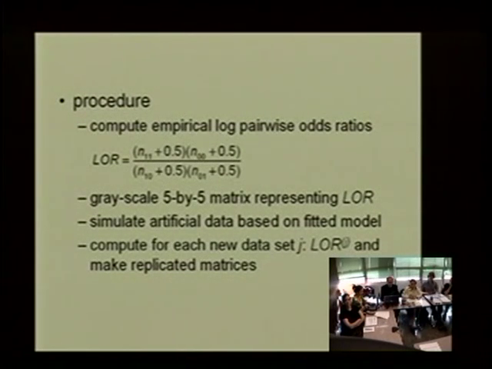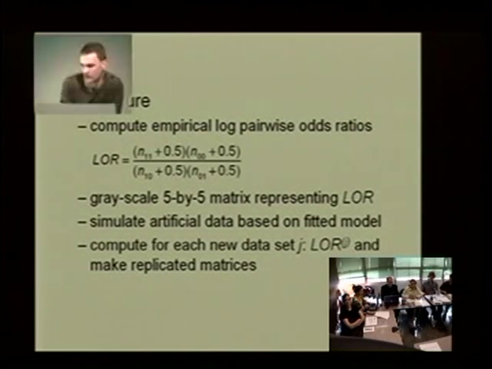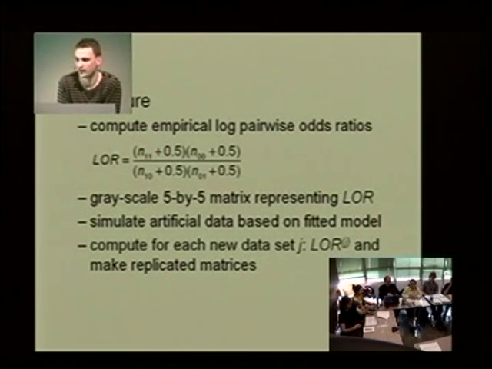And then the question is, how can we detect such residual dependencies? Well, the procedure I followed, and it's also described in chapter 10 of the book, is I computed empirical log pairwise odds ratios. So for each pair of items, I constructed a 2x2 table. I looked at how many people had a 1-1 response on both items, how many people had a 0-0 response on both items, a 1-0 and a 0-1 response. And I computed the pairwise odds ratio and then took the log.